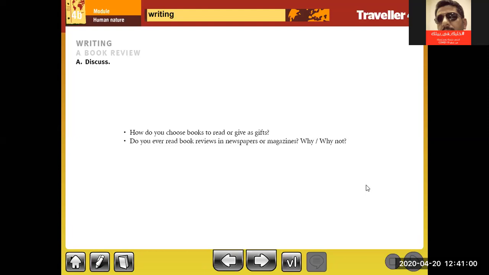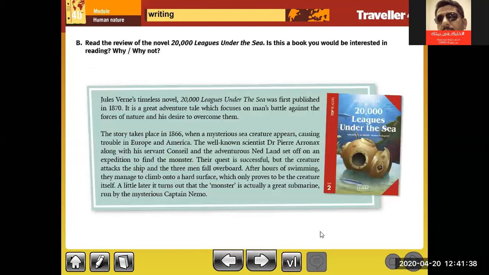I'll help you. For example, if you say yes, I usually read book reviews in newspapers and magazines. Why? To decide whether this book is related to my interests or not, or to check famous people's opinions about this book. And some people may say, no, I never read book reviews. Why? Because I don't need to read other people's opinion about a book. Now let's move to exercise B.